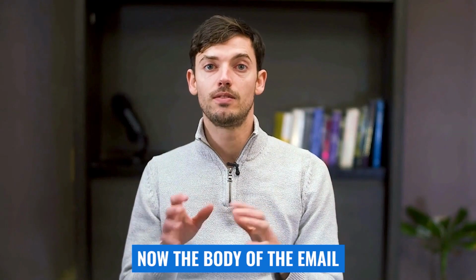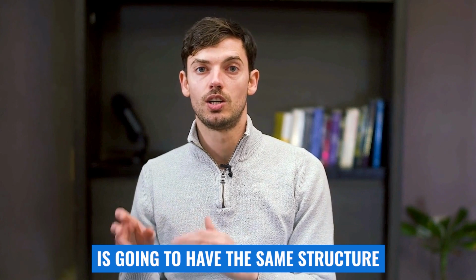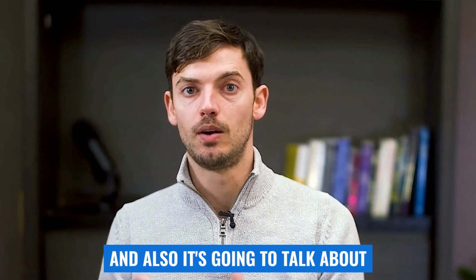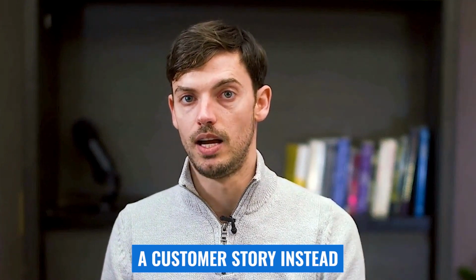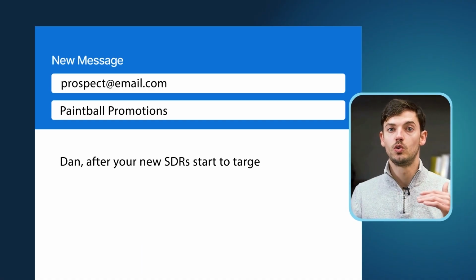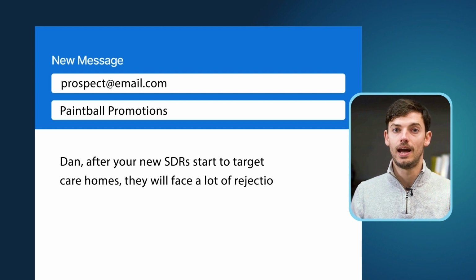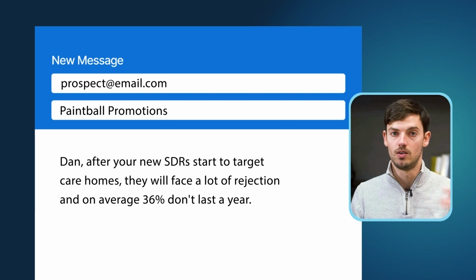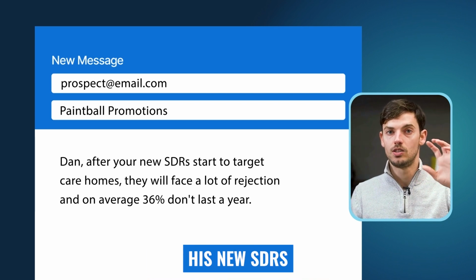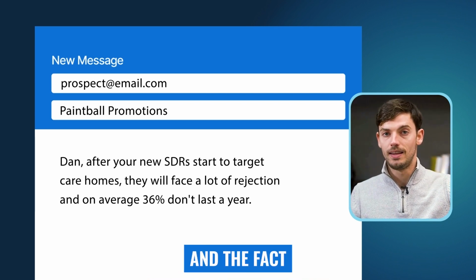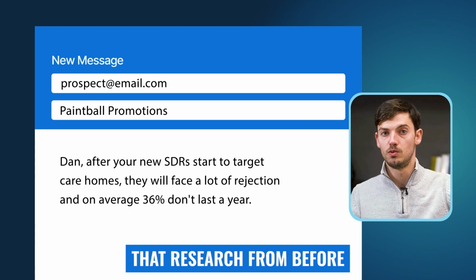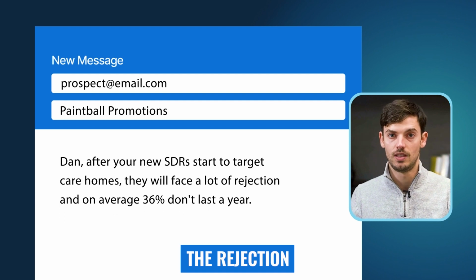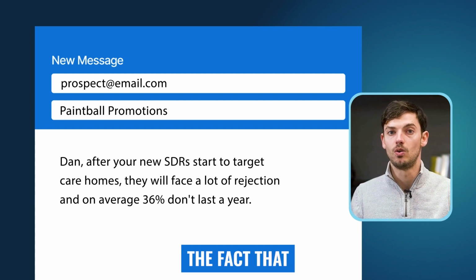of way. Now, the body of the email is going to have the same structure as the first email that we sent out. It's going to have different pain points, and also it's going to talk about a customer story instead. So first line here is, Dan, after your new SDRs start to target care homes, they will face a lot of rejection, and on average, 36% don't last a year. So I've talked around his new SDRs, the new hires, and the fact they sell to care homes, that research from before. And then I've mentioned different types of pain points here, the rejection that SDRs face, the fact that they may not last a year.